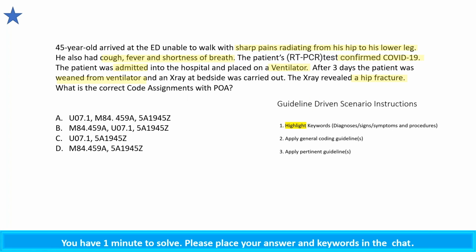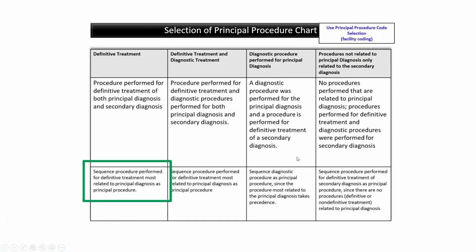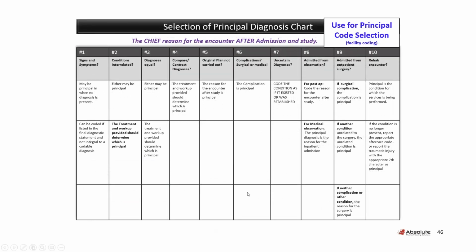I initially was going to go there, but there were going to be students who came, so I decided to take it out. Just so you know, you can use this principal procedure code selection chart, this guideline here that says sequence your procedure performed definitively, and it should be related to the principal diagnosis. That's one way you can determine the answer. Also, the selection of the principal diagnosis chart: if you can remember the chief reason for the encounter after admission and study. And what is the chief reason for admission?